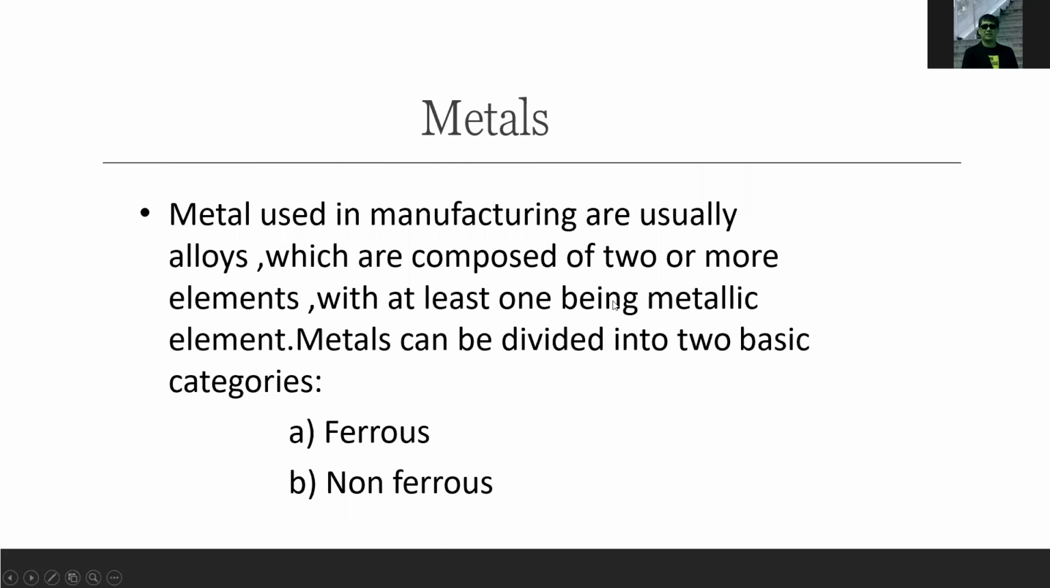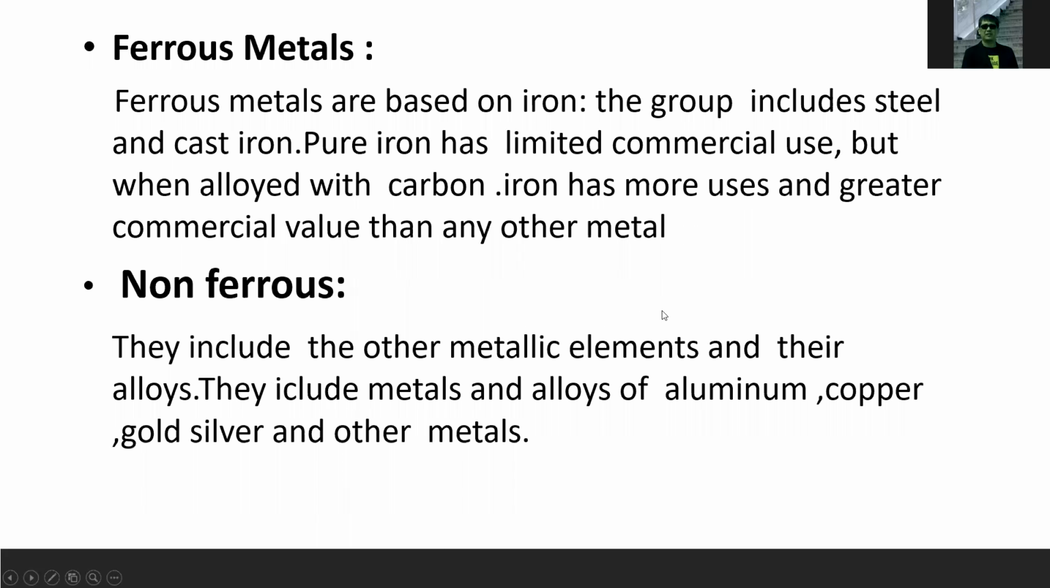Metals used in manufacturing are usually alloys, which are composed of two or more elements, with at least one being a metallic element. Metals can be divided into two basic categories, the ferrous and non-ferrous. The ferrous metals are based on iron. The group includes steel and cast iron. Pure iron has limited commercial use, but when alloyed with carbon, iron has more usage and greater commercial value than any other metal.